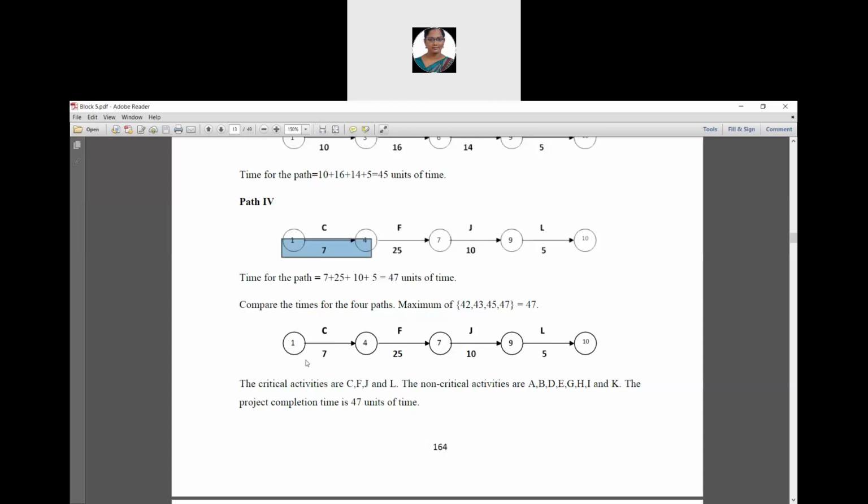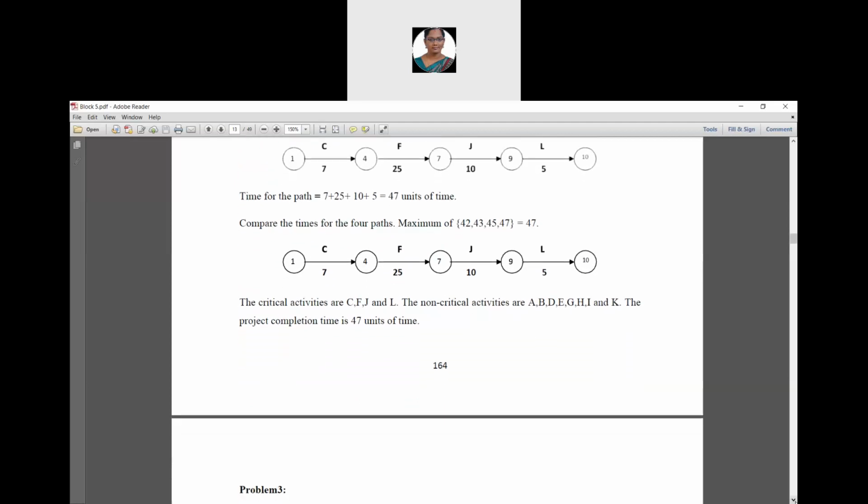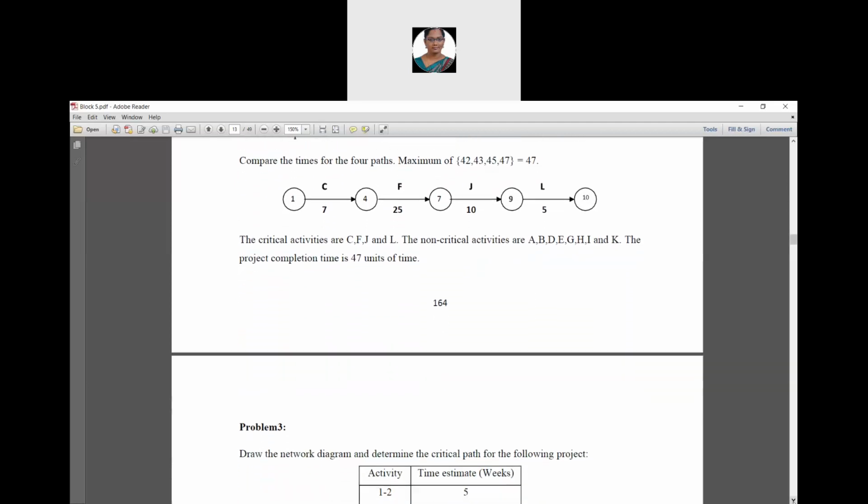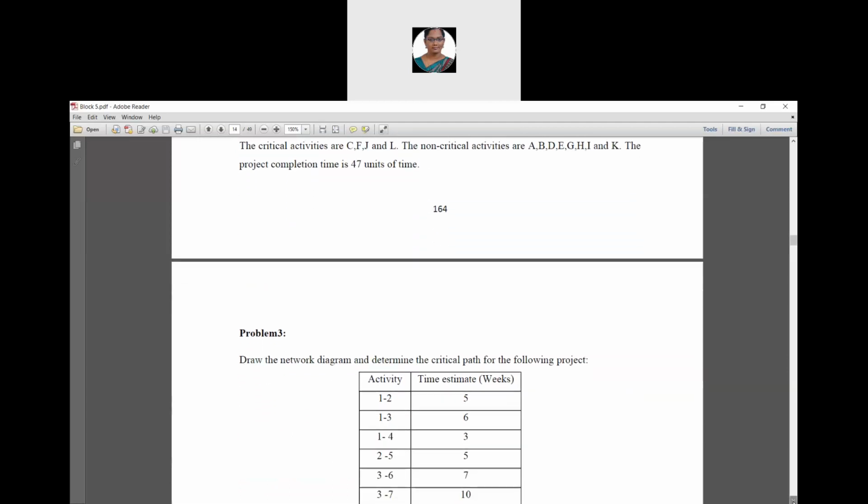So the critical activities are C, F, J and L. The non-critical activities are the rest of these activities. They are A, B, D, E, G, H, I and K. Therefore, the project completion time is 47 units of time. Then problem number 3.